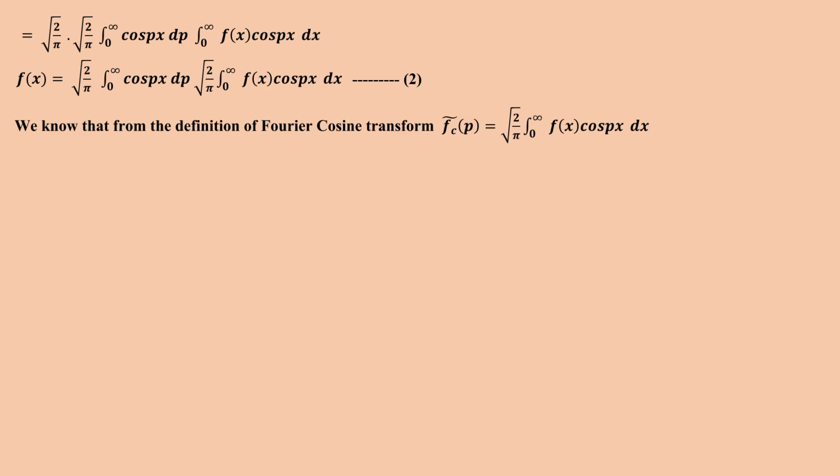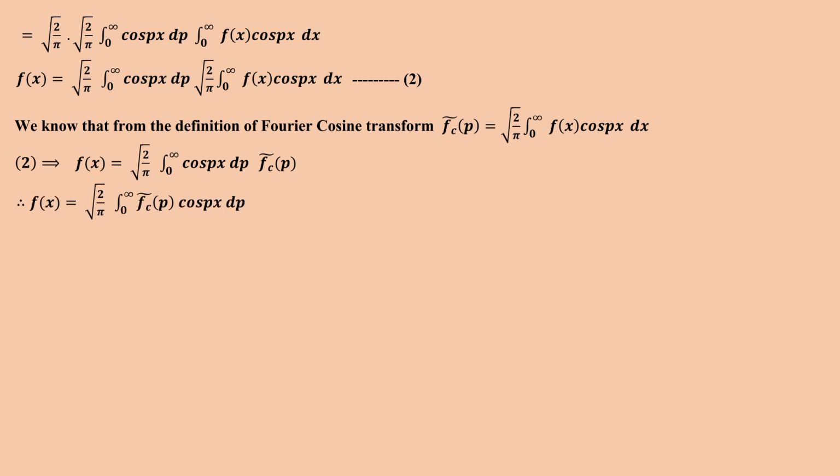We know from the definition of the Fourier cosine transform, F_c bar of p is equal to root of 2 by pi integral 0 to infinity f(x) cos px dx. So 2 implies f(x) is equal to root of 2 by pi integral 0 to infinity cos px dp F_c bar of p, which is to be proved.